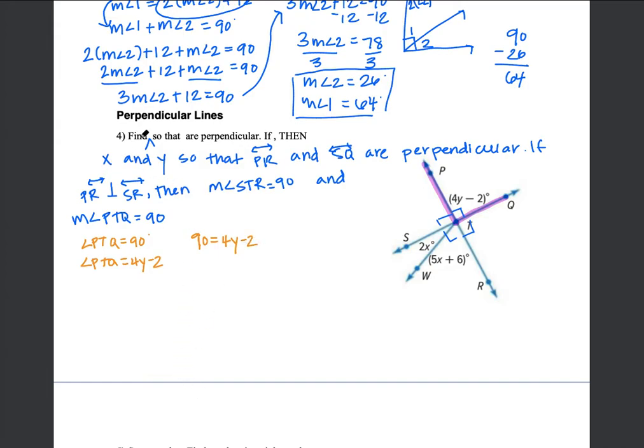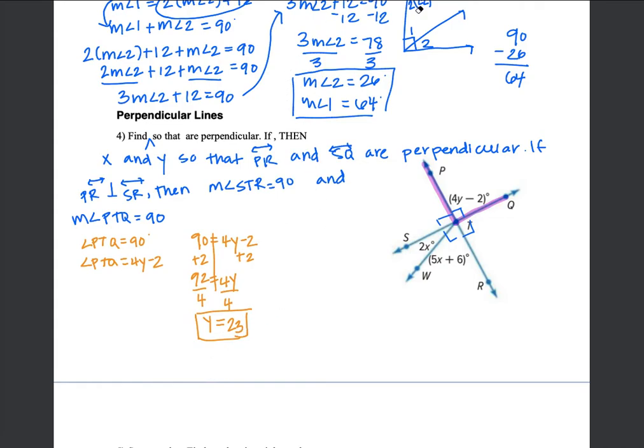I'm trying to find x and y. I want to get y by itself. I'm going to add 2 to both sides. That gives me 92 is equal to 4y. I'm going to divide by 4 on both sides. So that'll give me y is equal to 23. Okay, so if the lines are perpendicular, then y will equal 23. So we have to assume that they are perpendicular to find x and y.